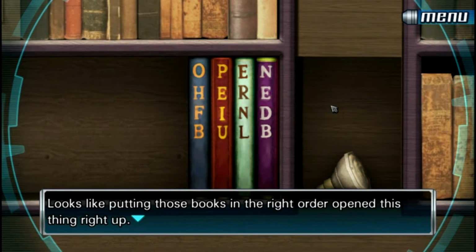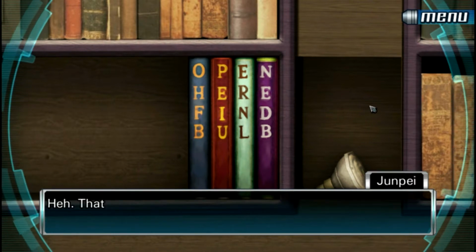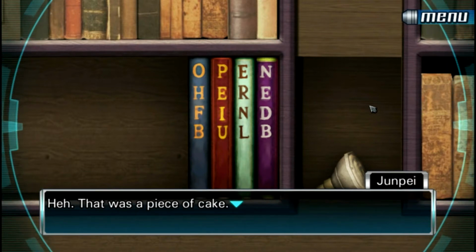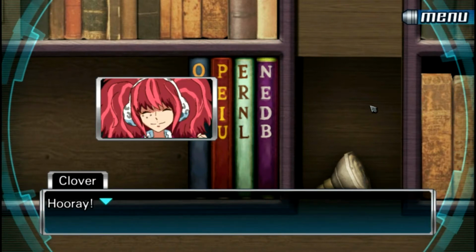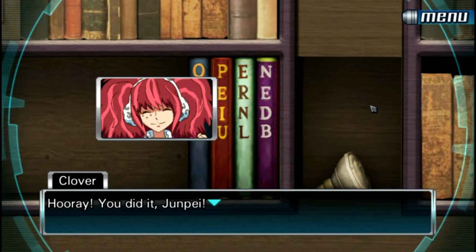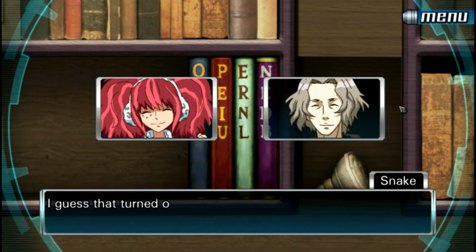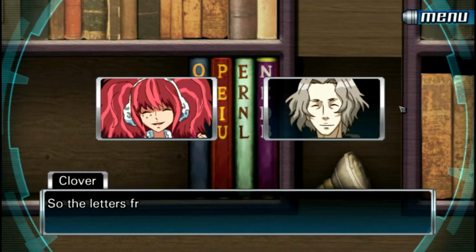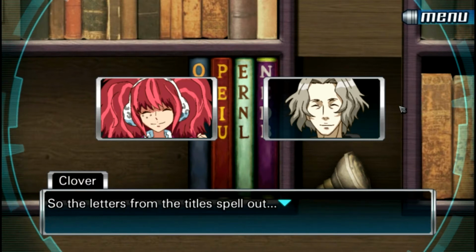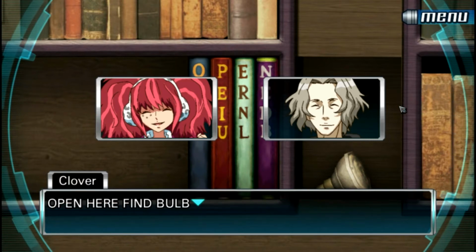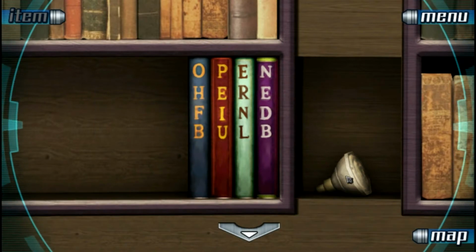It looks like putting those books in the right order opened this thing right up. Yeah, that was a piece of cake. Hooray! You did it, Junpei! I guess that turned out well enough. So that is when the titles spell out: Open here, find bulb. Yeah, I got it.